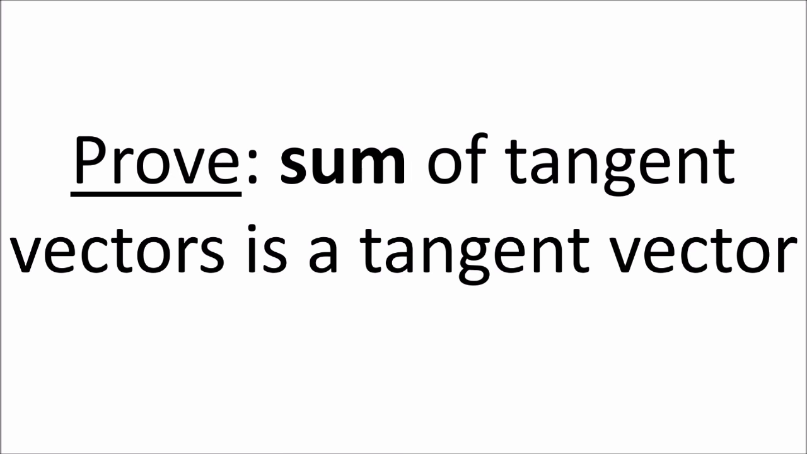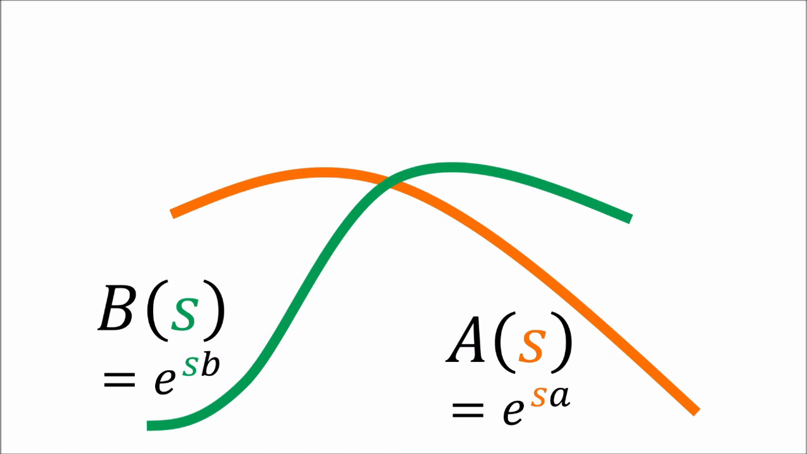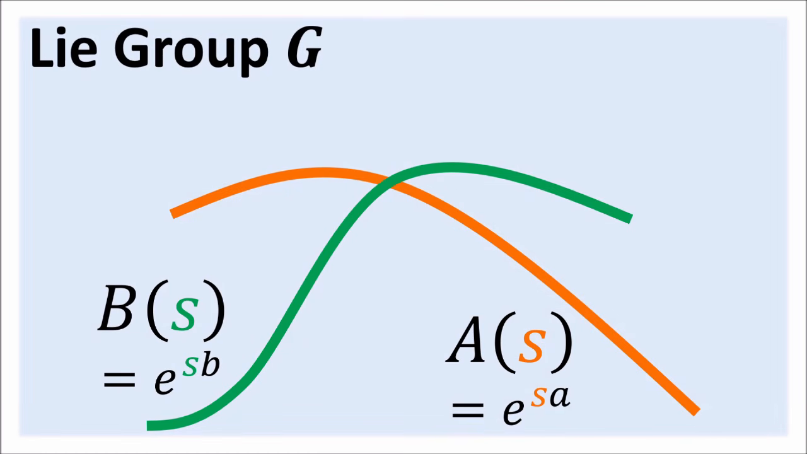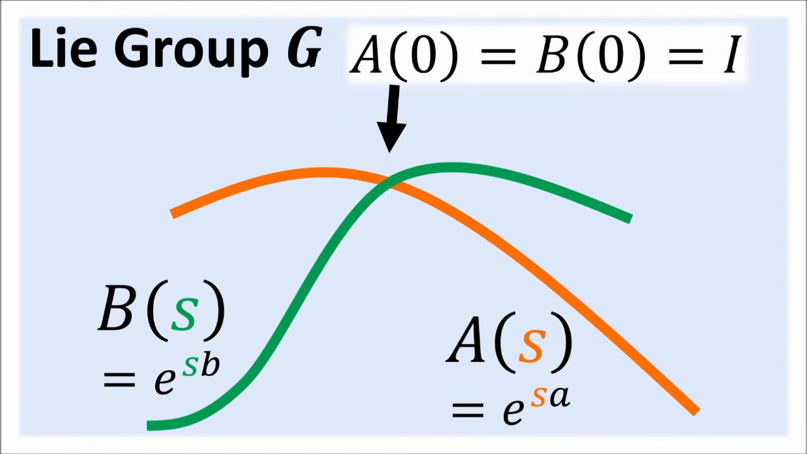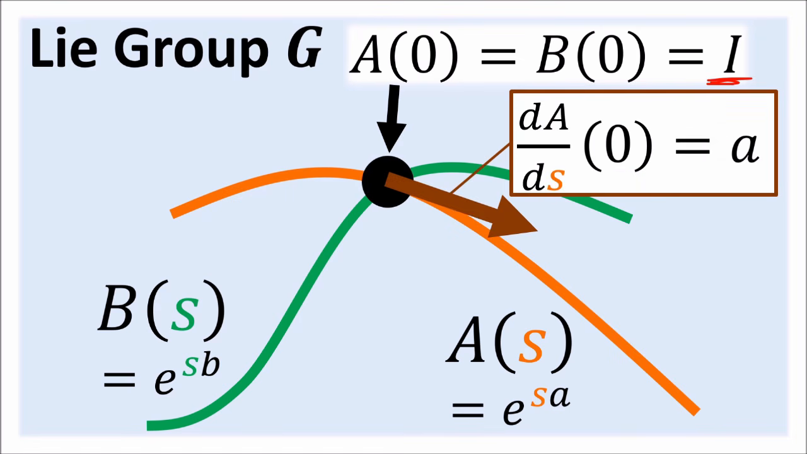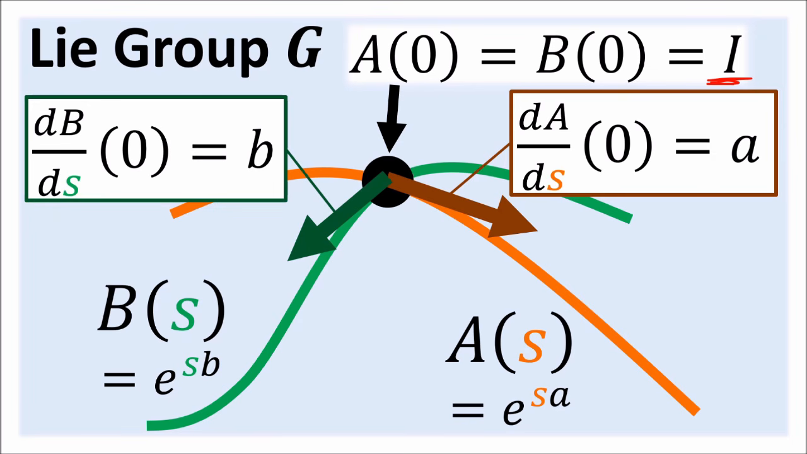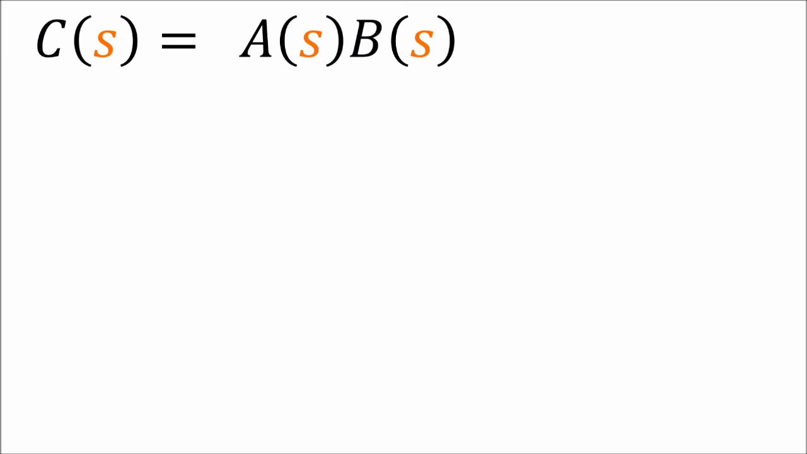First, let's prove the sum of two tangent vectors in a general Lie algebra will give another tangent vector. Let's take group members A of S and B of S in the Lie group big G. These describe two paths in the Lie group parameterized by S. When S equals 0, both of these give the identity transformation. And their derivatives at S equals 0 give their generators, which I'll write as small a and small b. If we multiply the group members A of S and B of S, we get a new group member C of S.